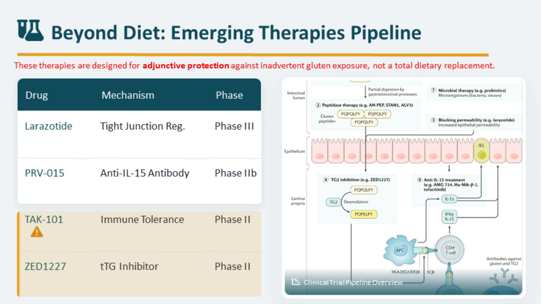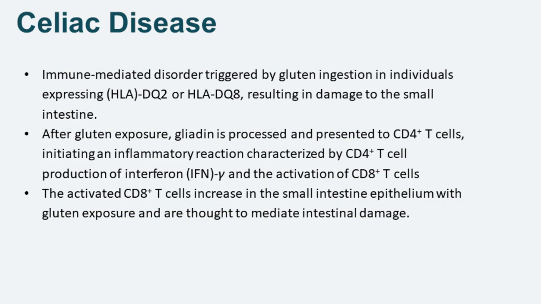So first, for that, you need to understand what is celiac disease. Celiac disease is an immune-mediated disorder that occurs after ingestion of gluten in susceptible individuals. Who are susceptible? The ones who have HLA-DQ2 and DQ8. It results in damage to the small intestine. The gliadin from the gluten is processed and presented to CD4 T cells, which initiates an inflammatory reaction that causes release of interferon gamma and activation of CD8. This activated CD8 increases in the small intestine epithelium with gluten exposure and mediates the intestinal damage. So it's your interferon gamma and the CD8 that are causing the problems.